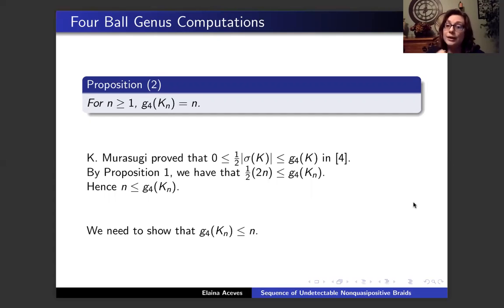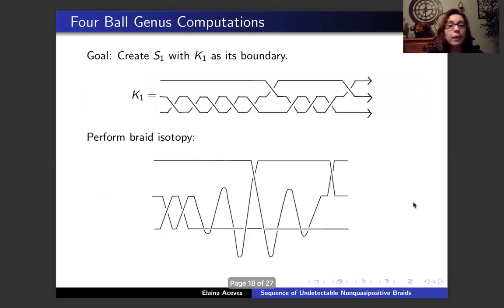So let's do it once again by using our base case first. We start with K1, and we want to create an S1 that has it as its boundary. So first of all, we're going to perform some braid isotopy, really stretching some of these strands just to exaggerate some of these crossings. They're all still here, so notice we have 3 of the sigma ones. They're still here. There's 1, 2, and 3. They've just been exaggerated and moved a little bit.